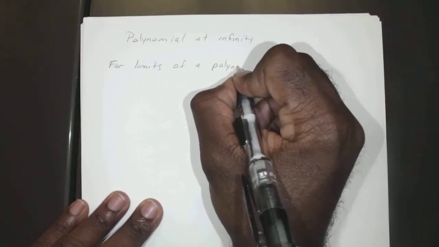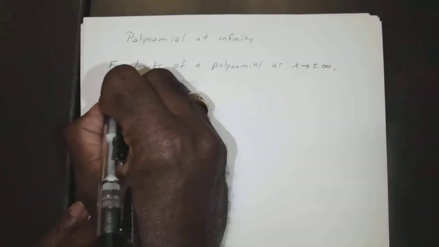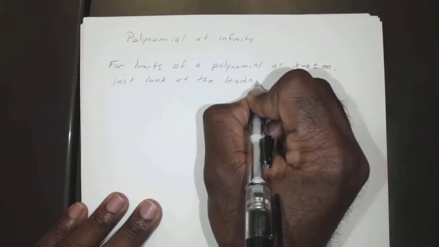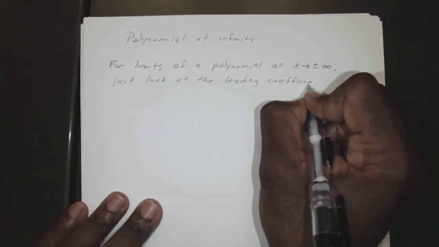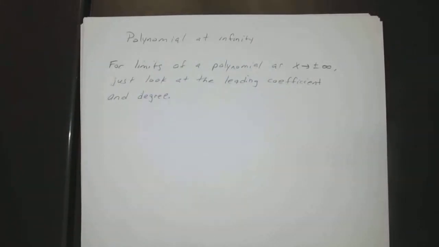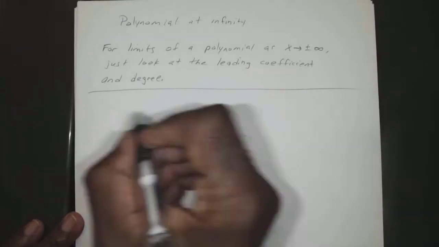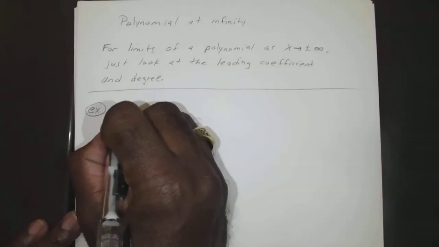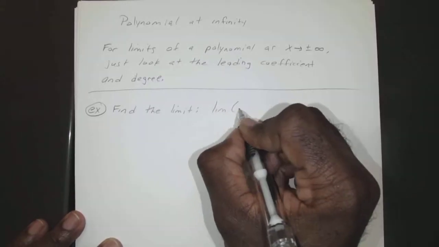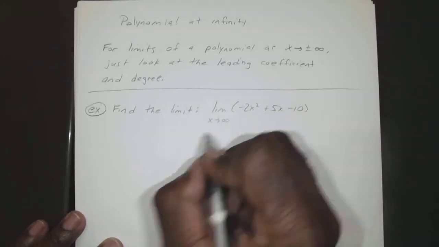So, limits of a polynomial. As x approaches either positive or negative infinity, just look at the leading coefficient and degree. All right, so let's say, for example, if you want to find the limit, let's say you have the limit of negative 2x squared plus 5x minus 10 as x approaches infinity.